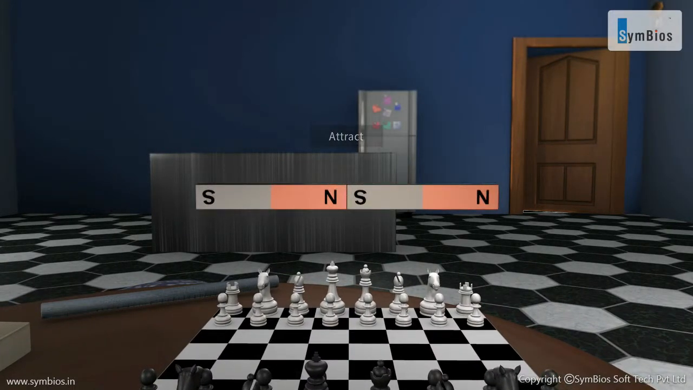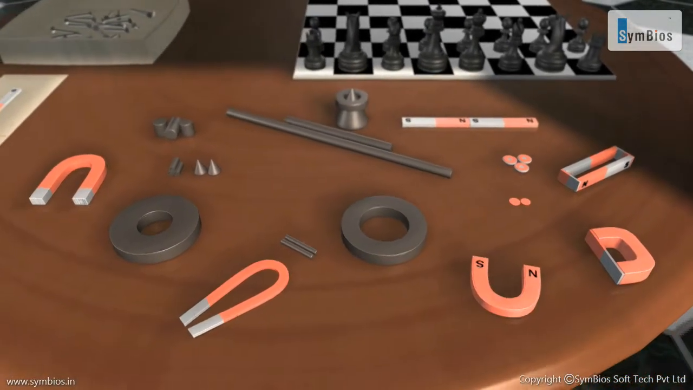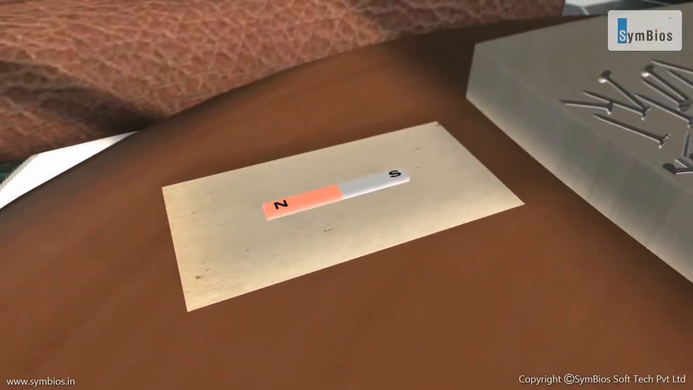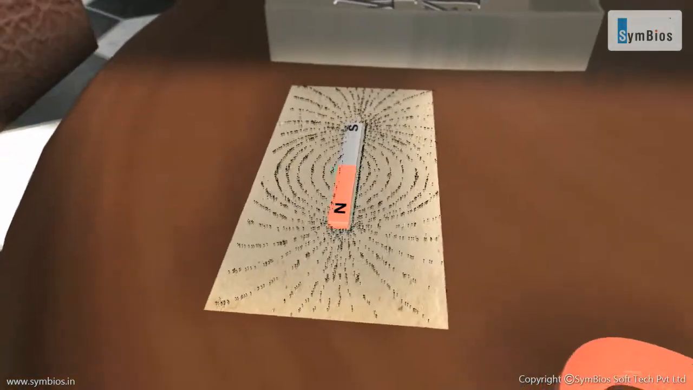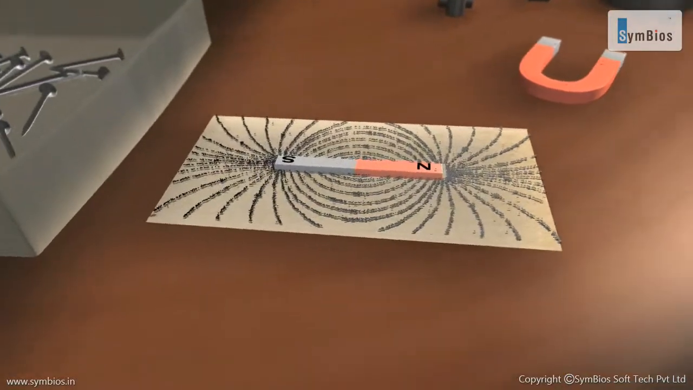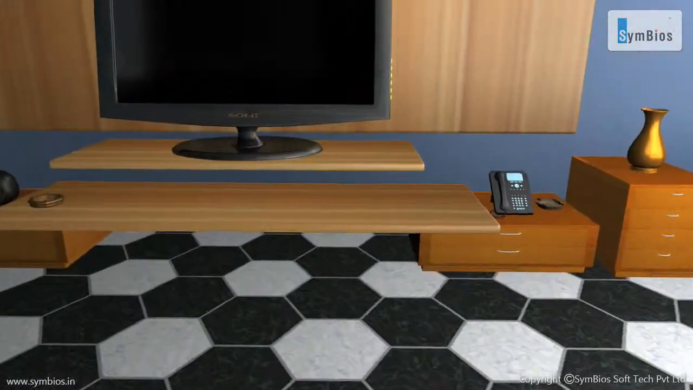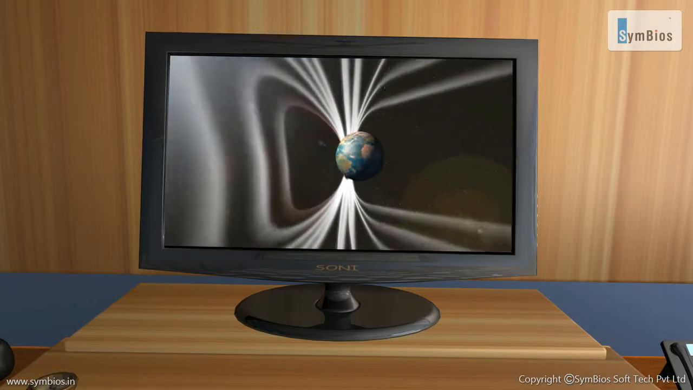Magnets come in various shapes and sizes. Every magnet has a magnetic field around it. We can identify this magnetic field by sprinkling iron filings around a bar magnet. When we do this, we can see the iron filings aligning themselves along the magnetic field of the magnet. Our Earth is a magnet and has two poles, north and south, and it has a magnetic field around it.